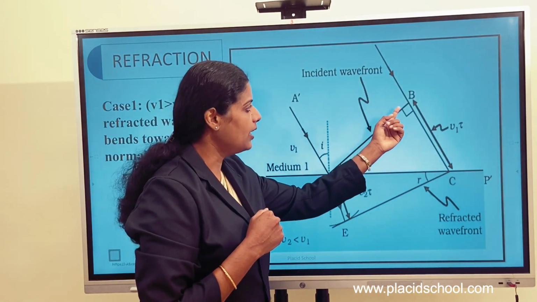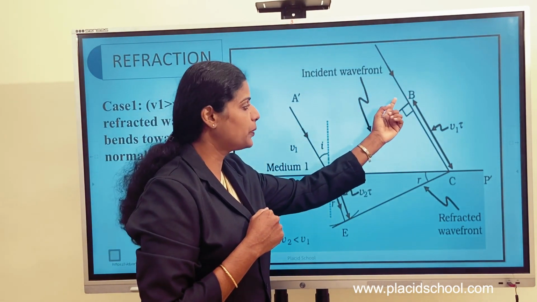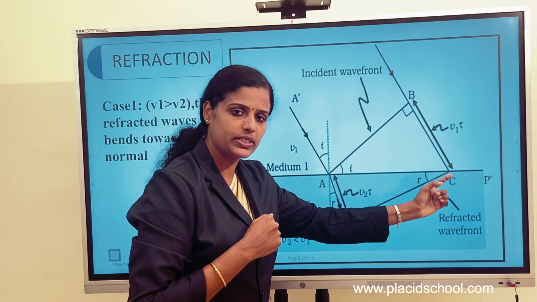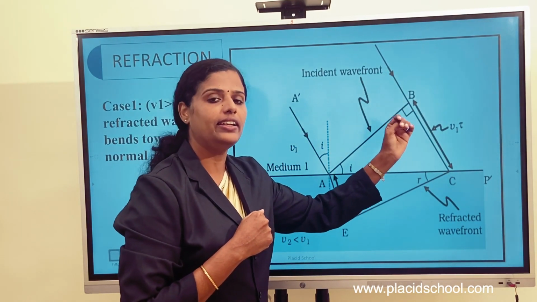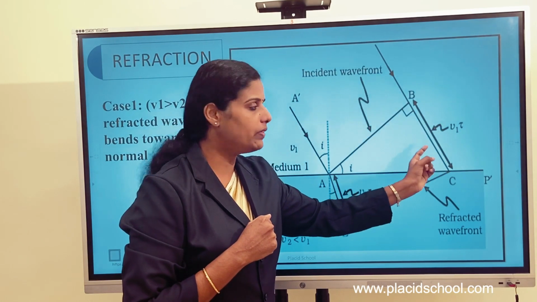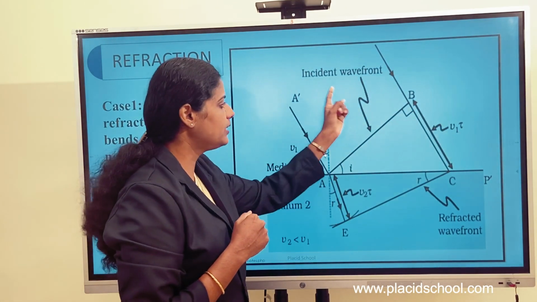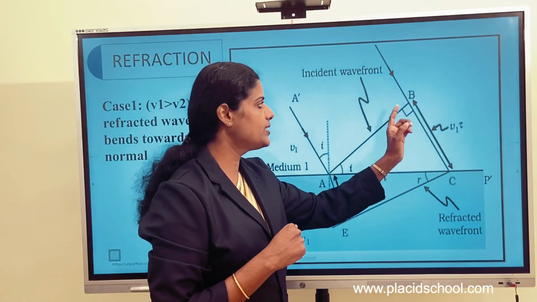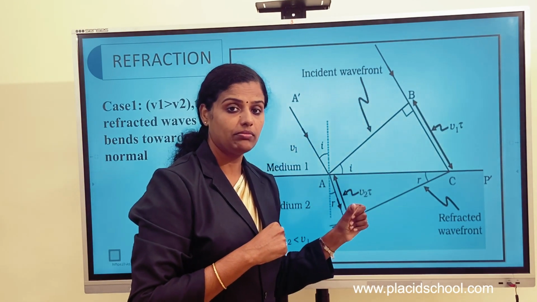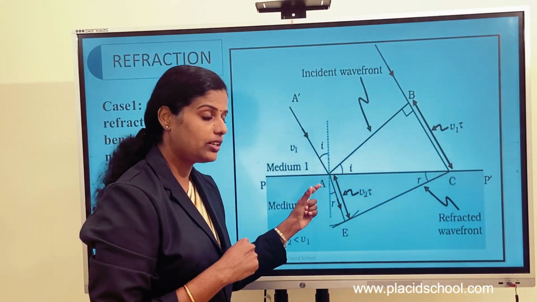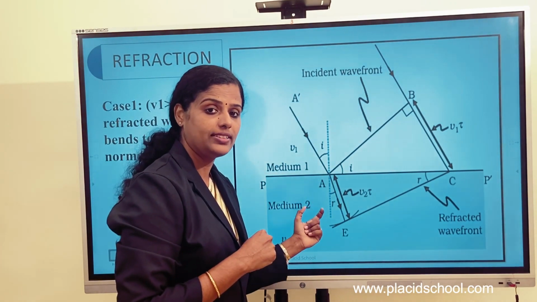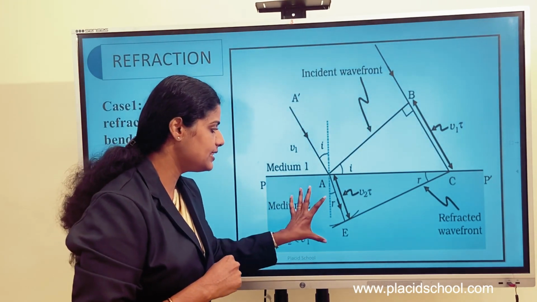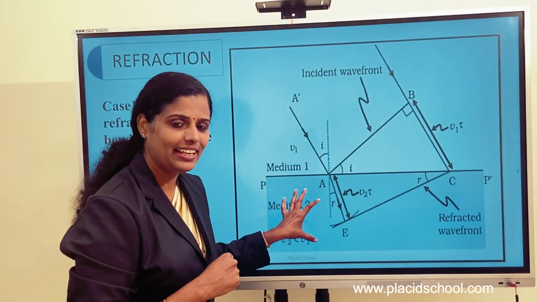Similarly, secondary wavelets are produced at all these points, and the wavefront produced from B takes a time tau to advance from B to C. That means it travels a distance v1 into tau, where v1 is the velocity in this medium and tau is the time taken. The wavefront advances from B to C. At that time, the refracted wavefront of A covers a distance v2 into tau. Here v2 means this is a denser medium, so the velocity is less here.